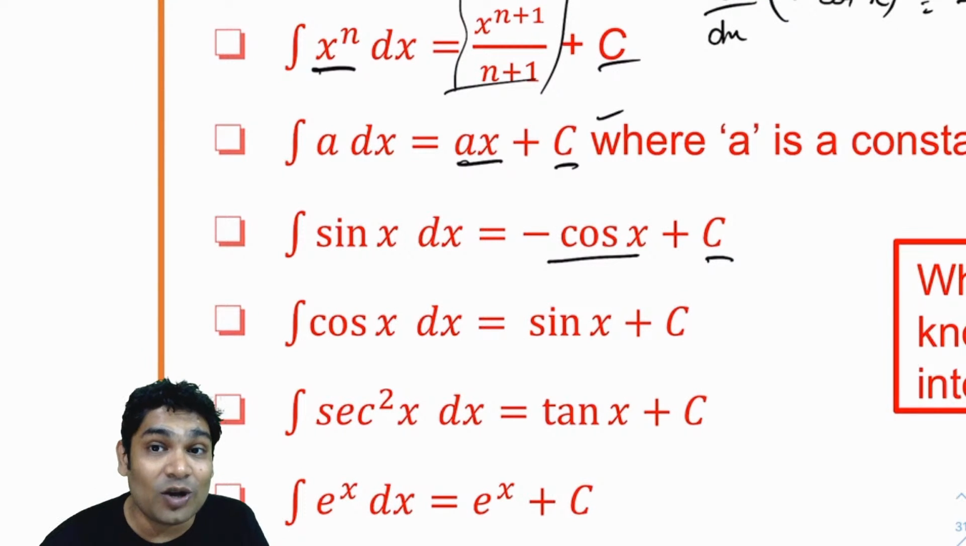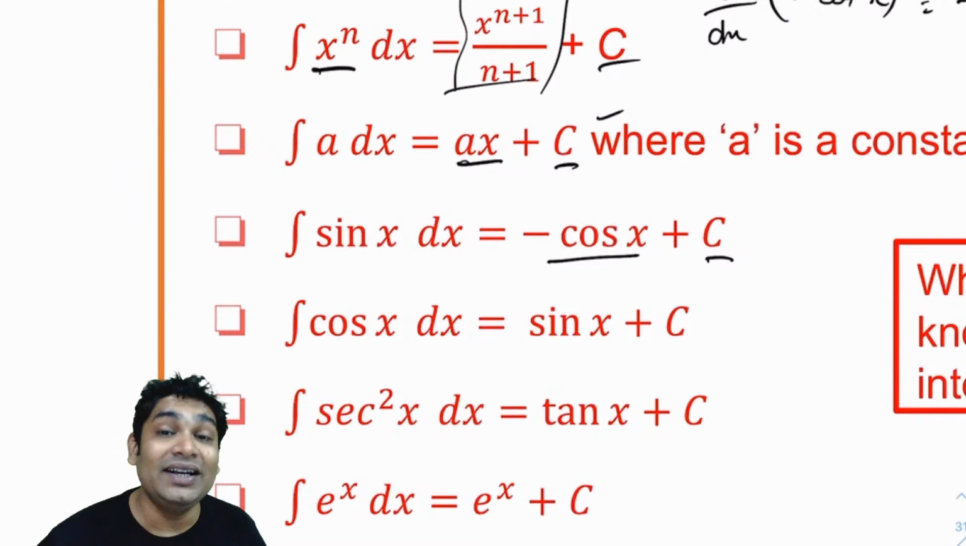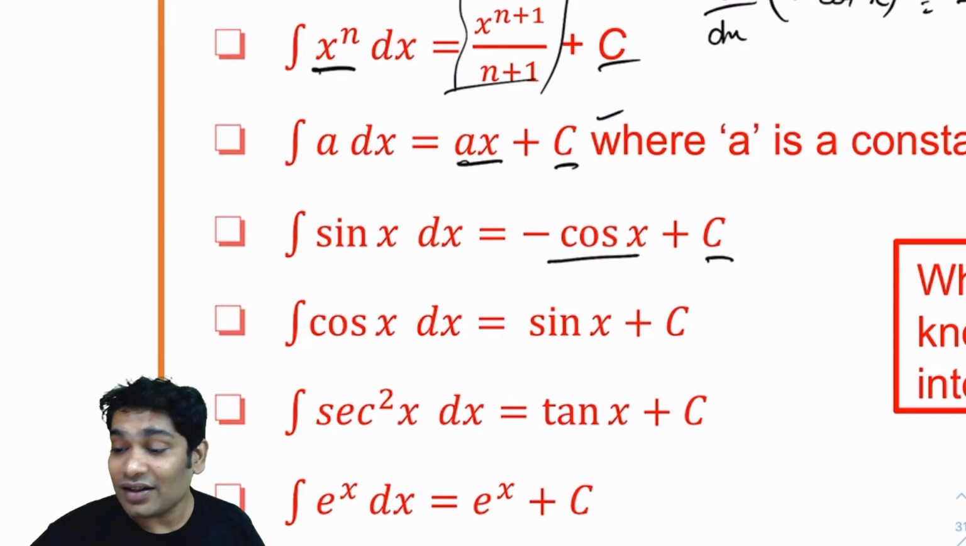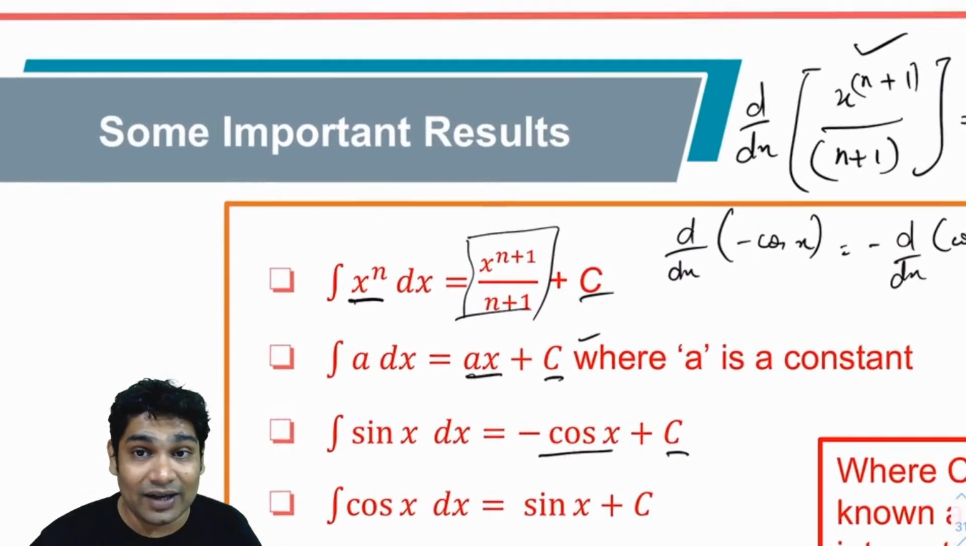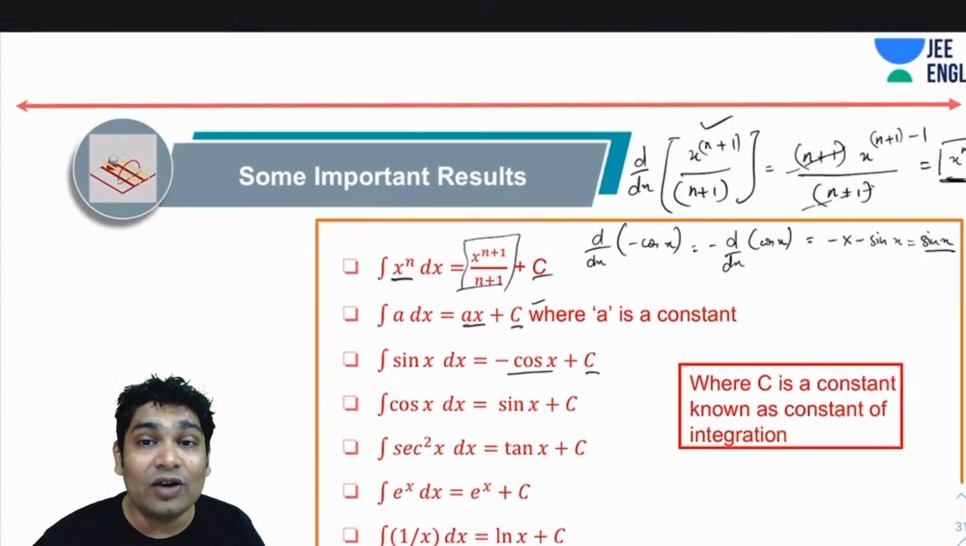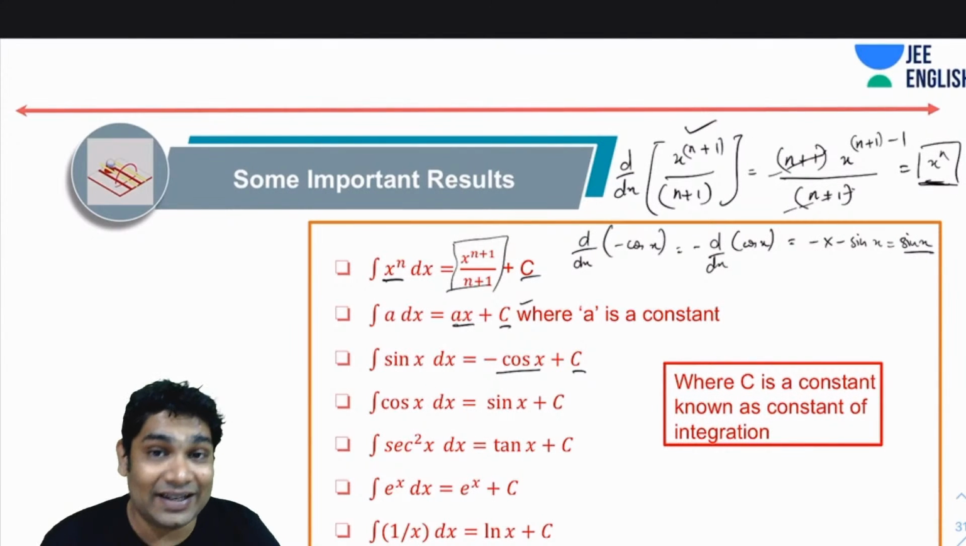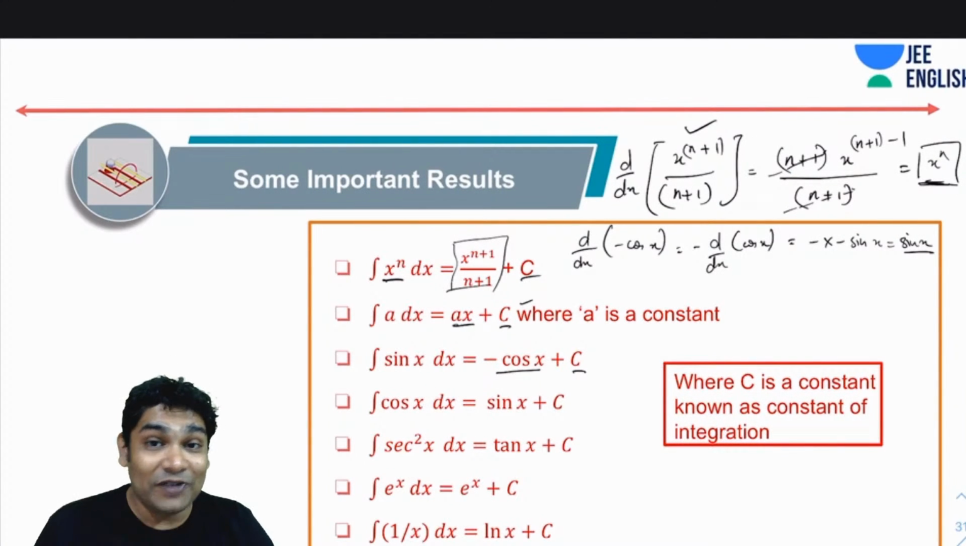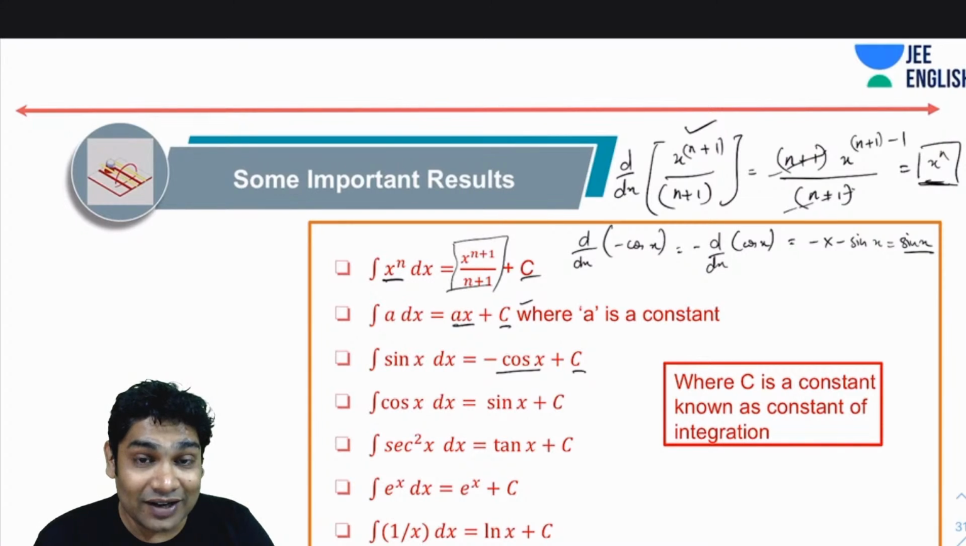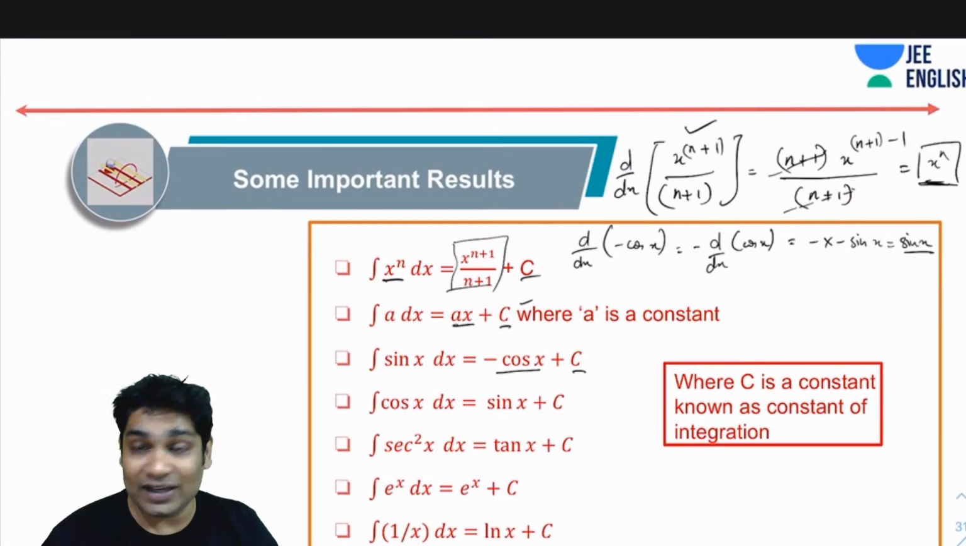Similarly, the integration of cos x is sine x plus c, and the integration of sec square x dx is tan x plus c. The integration of e to the power x is e to the power x, and the integration of 1 over x would be ln x. You remember, when you differentiate ln x, you get 1 over x. So the integration of 1 over x is ln x plus c.